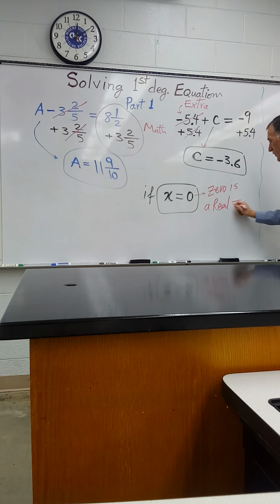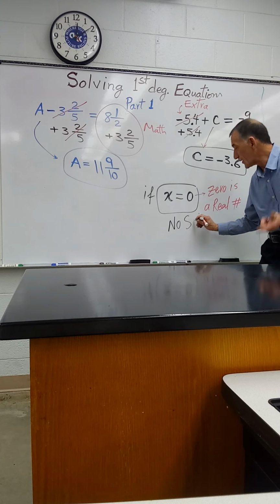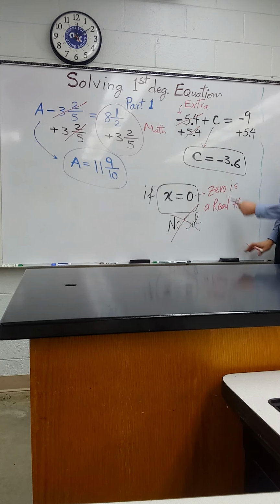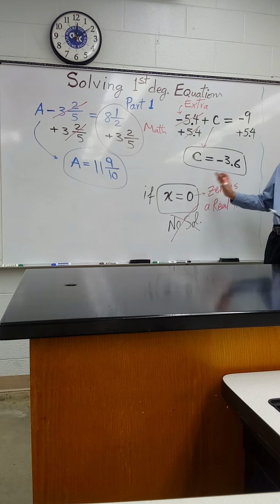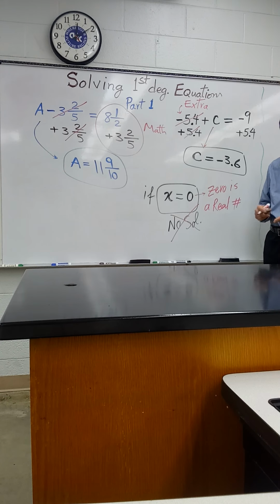So therefore, do not write no solution. If you get a 0 and write no solution, I'm going to come kill you. I know where you live. So don't write no solution. It is a solution. 0 is a number. So whenever you get x equal to 0, or the unknown equal to 0, leave it like that. That is the answer. 0 is the value. 0 is the number, and you're good to go.